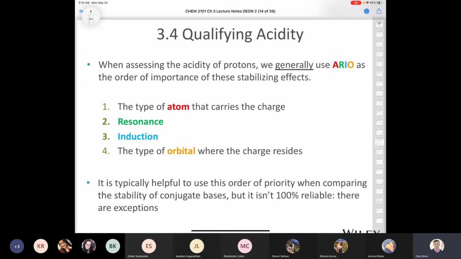So just follow along with me here. I'm just reading off the slide. It says, when you're assessing the acidity of protons, we generally, notice that generally is underlined, we generally use ARIO as the order of importance of these stabilizing effects: atom, resonance, induction, orbital. Let me say here unequivocally, and you can take me to the bank on this one, okay?